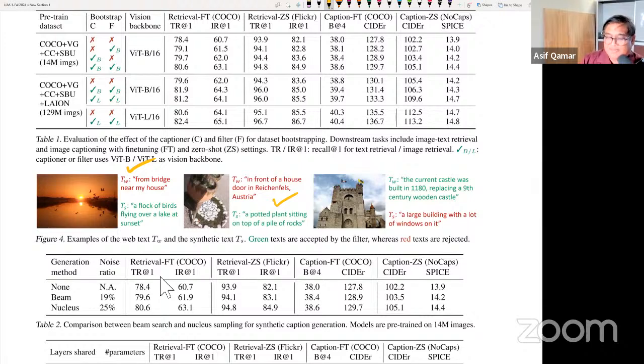It says the current castle was built in 1880, replacing a 9th century wooden castle. Some European castle. Obviously, it is very informative, but it gives you the context of the image. It doesn't describe the image, isn't it? The machine instead says a large building with a lot of windows on it, right? Now, you can say that in a way, the machine generated caption is inferior because it loses the context, but it gives you the description. So this is something to remember.